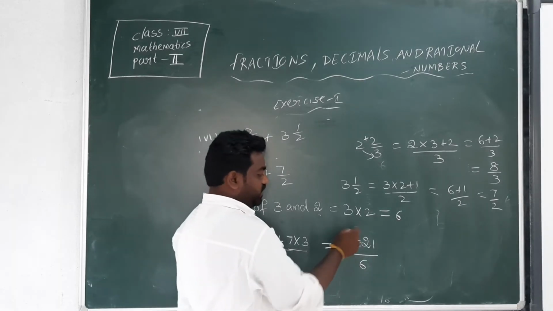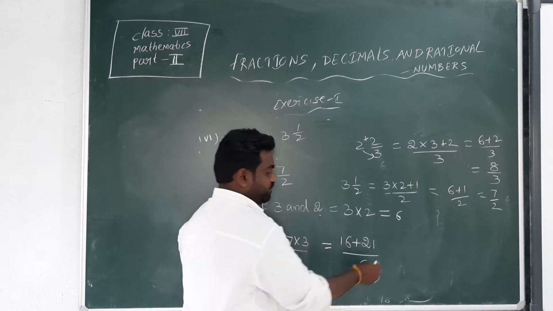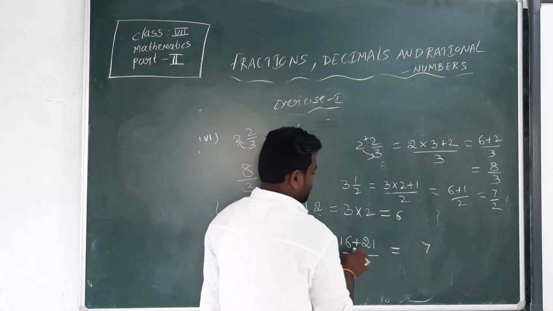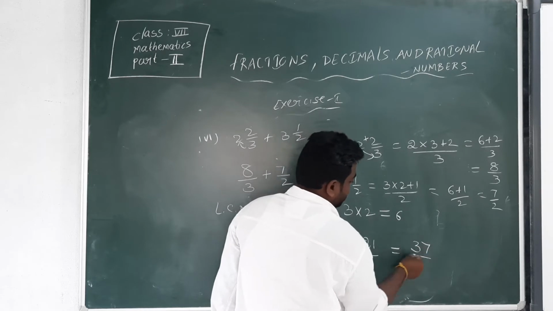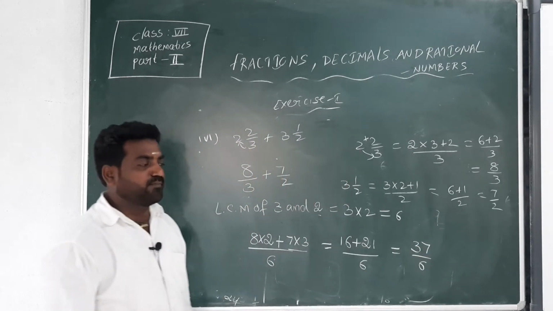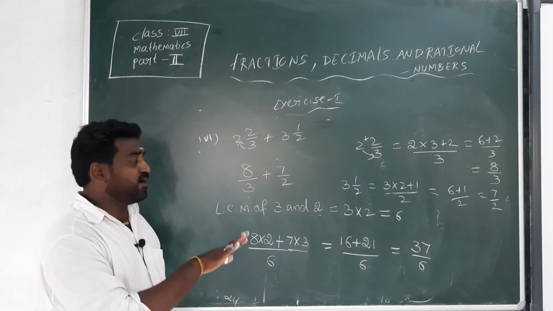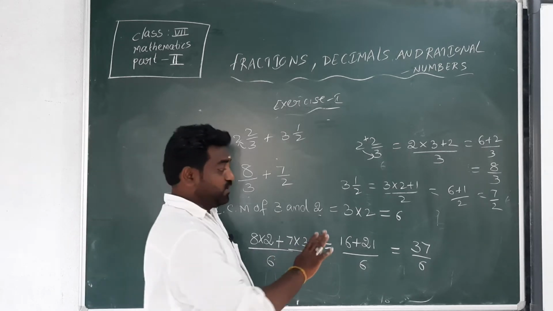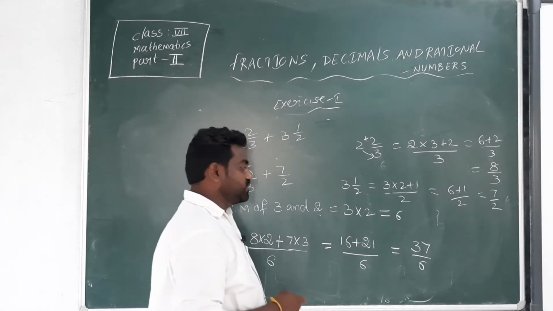16 plus 21 is 37, so 37 by 6. 37 by 6 is an improper fraction. So the improper fraction is converted into a mixed fraction.